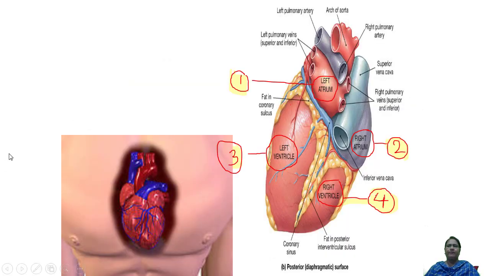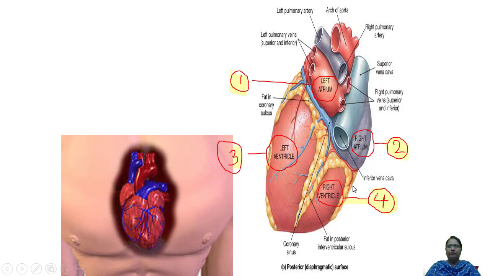You can see in this figure now the human heart, position of the human heart. It is present in between the thoracic cage, thoracic cavity. Then here the left atrium. Now this human heart consists of 4 chambers. First one is left atrium, right atrium, left ventricle and right ventricle. These are the major 4 chambers of the heart: 1, 2, 3 and 4. Left atrium, right atrium, left ventricle and right ventricle.